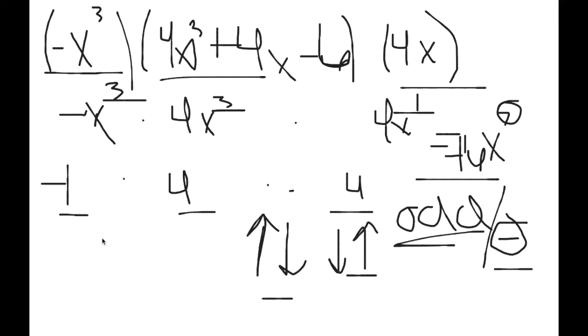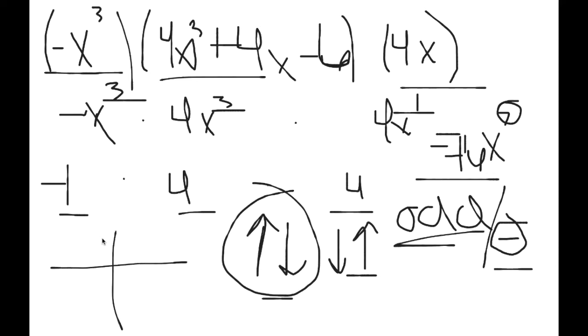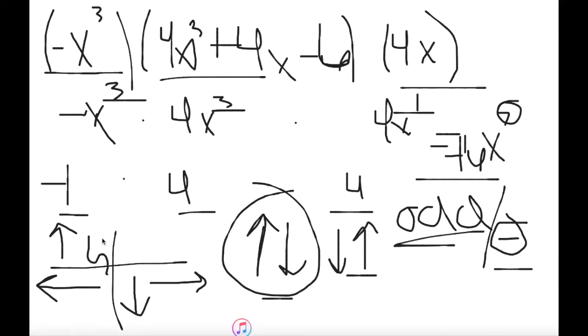In this case, it's negative, so it's up, down, meaning that as x approaches negative infinity, y will approach positive infinity, and as x approaches positive infinity, y will approach negative infinity, meaning your polynomial could look something like this.